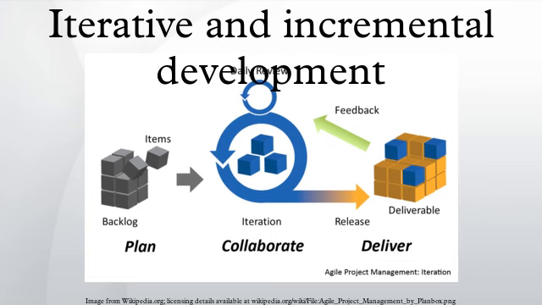Overview. The basic idea behind this method is to develop a system through repeated cycles and in smaller portions at a time, allowing software developers to take advantage of what was learned during development of earlier parts or versions of the system. Learning comes from both the development and use of the system, where possible. Key steps in the process start with a simple implementation of a subset of the software requirements and iteratively enhance the evolving versions until the full system is implemented. At each iteration, design modifications are made and new functional capabilities are added.